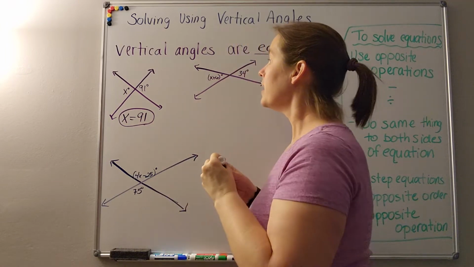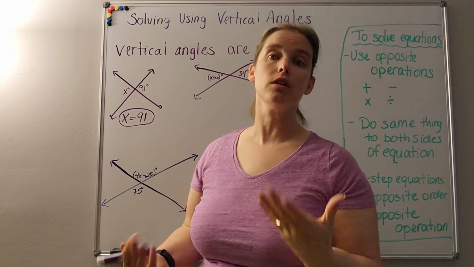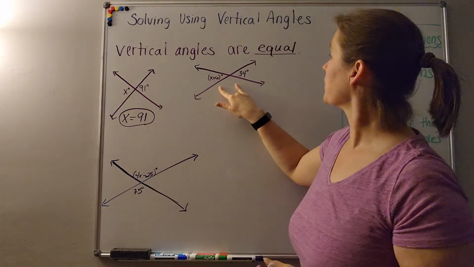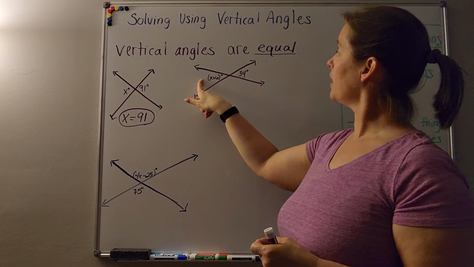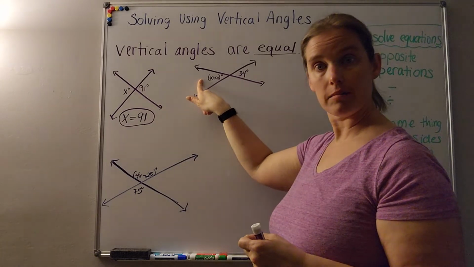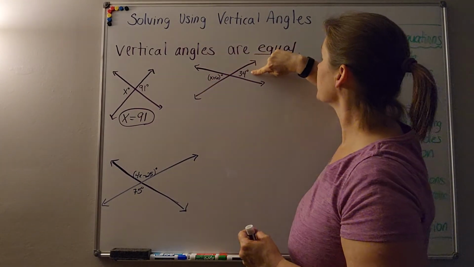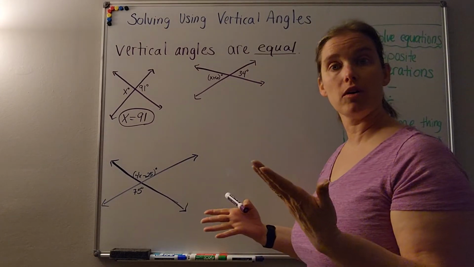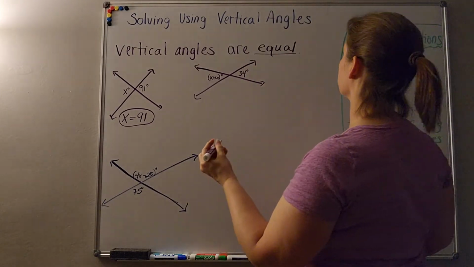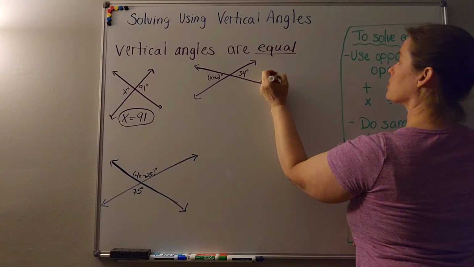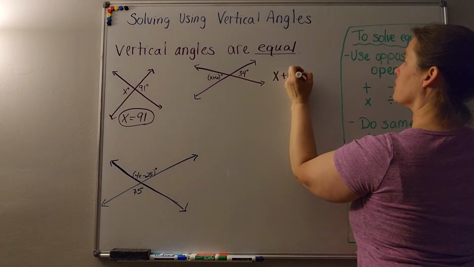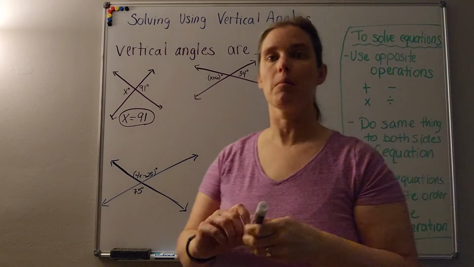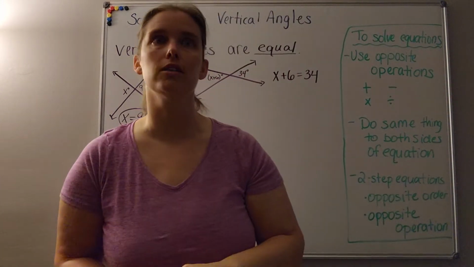Then somewhere you're going to have to do a little bit of equation solving. So let's look at this example here. The angle on the left is x plus 6 degrees, and the angle on the right is 34 degrees. Remember they're vertical, so they're going to equal each other. So I'm just going to write x plus 6 equals 34. Some of you are saying, okay, I remember how to solve. Great, go ahead and solve.